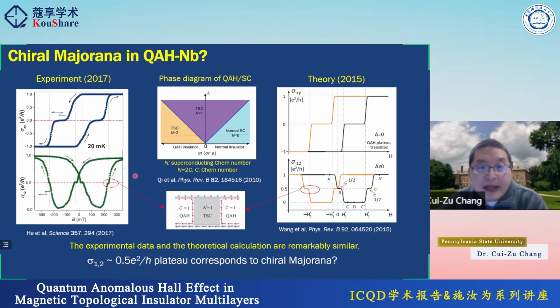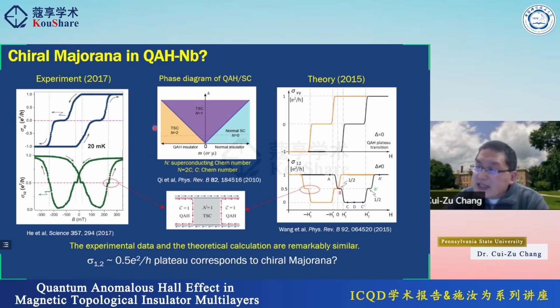So soon after the theoretical prediction, an experiment came out and claimed the observation of chiral Majoranas in a quantum anomalous Hall and superconductor device. Let me compare this experimental result and this theoretical result. Before moving on, let me introduce one definition here: the superconducting Chern number is just double the Chern number in the quantum anomalous Hall insulator. We usually use N here, and C is the Chern number in quantum anomalous Hall insulators.